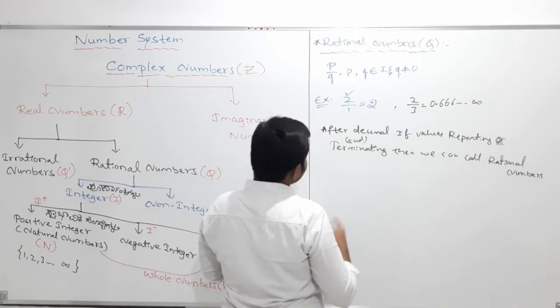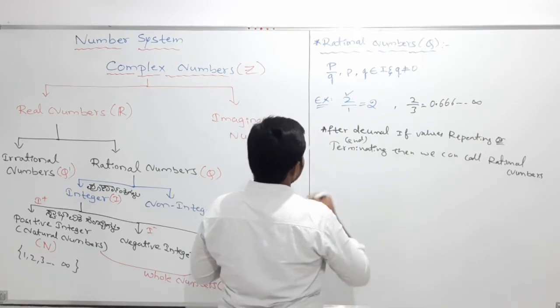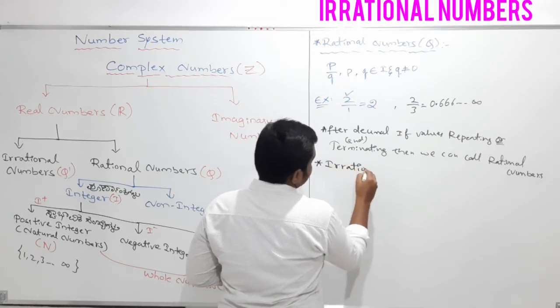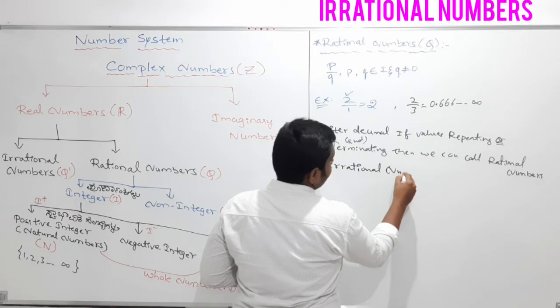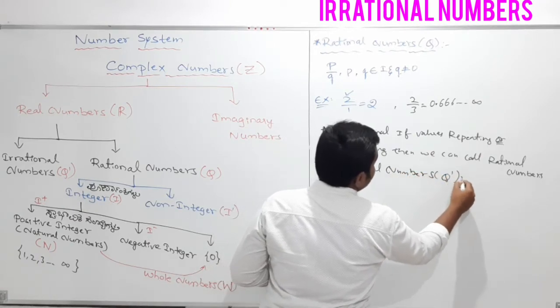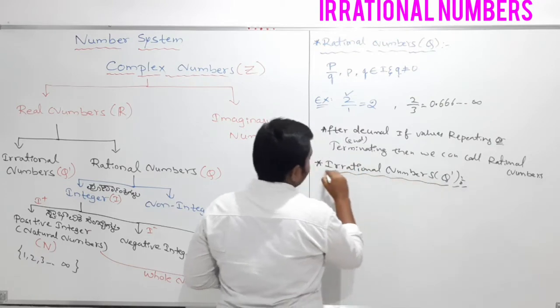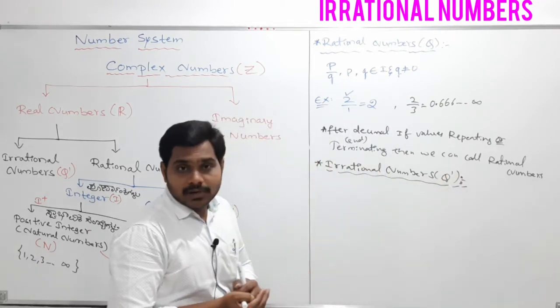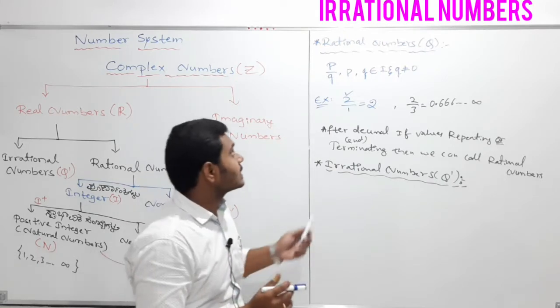My dear students, next we will discuss what is meant by irrational numbers. Generally, you can call a number which is not rational an irrational number. So irrational numbers means what? A number which is not rational, you can call an irrational number.